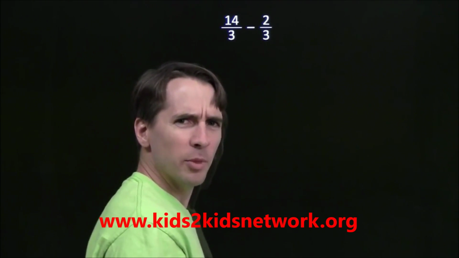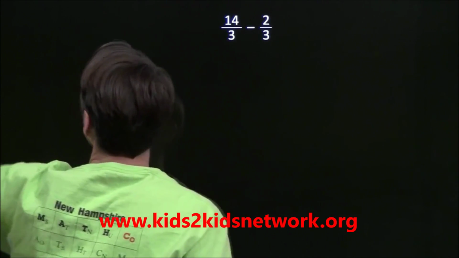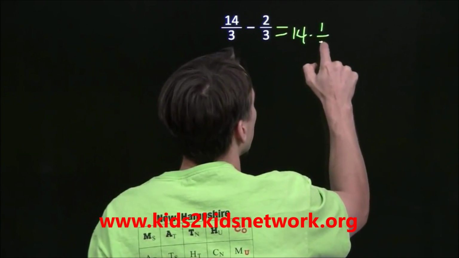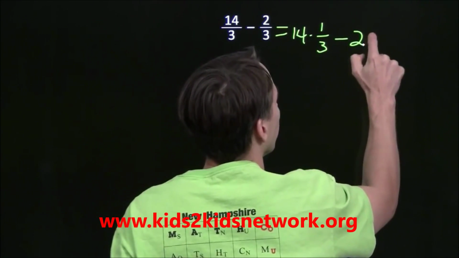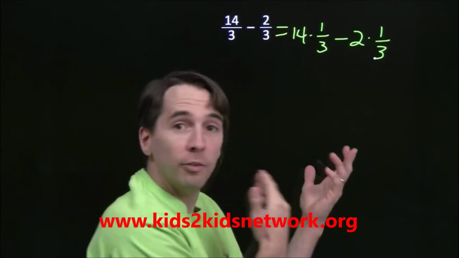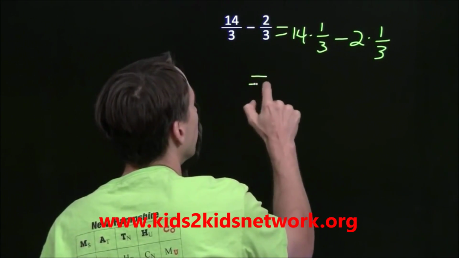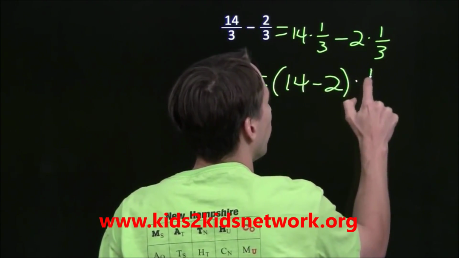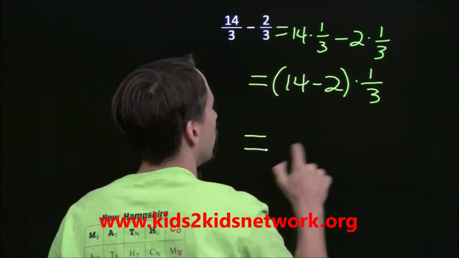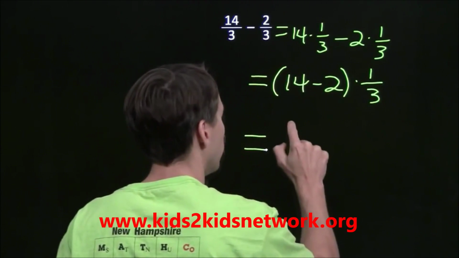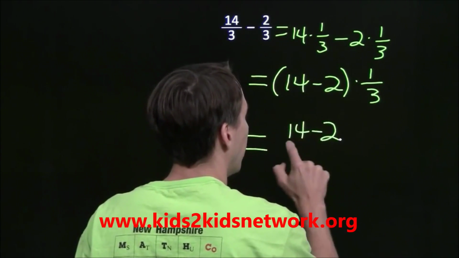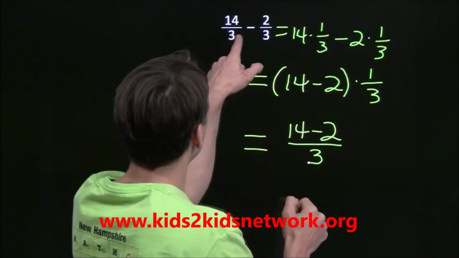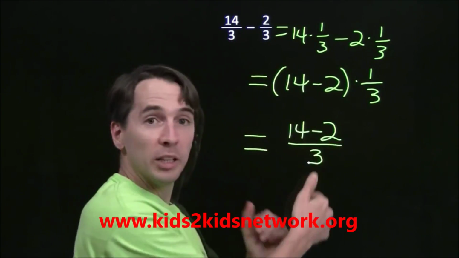Hey, maybe we can do the same thing here. Let's try that. Try this. This is just 14 times 1 over 3 minus 2 times 1 over 3. Sure enough, we can factor out the 1/3. We can write this as 14 minus 2 times 1 over 3. And we multiply the 14 minus 2 and the 1. We'll just get the 14 minus 2. And we'll have 14 minus 2 over 3. And check that out. 14 over 3 minus 2 over 3 is just 14 minus 2 over 3.